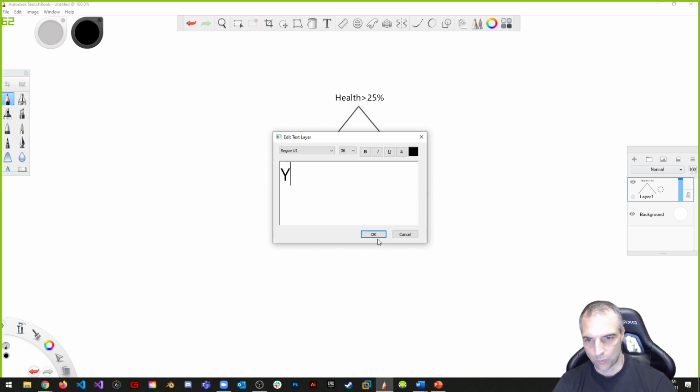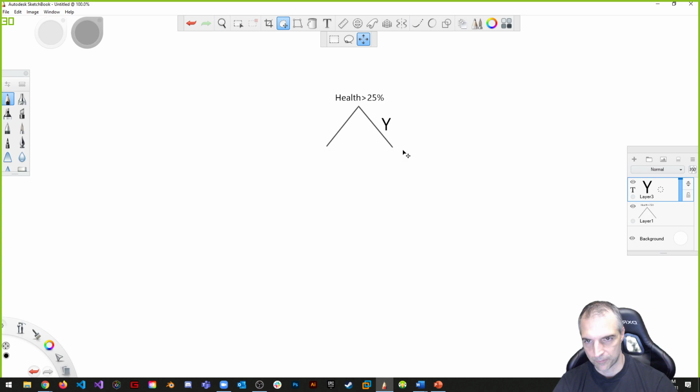We'll say we just put a Y, and the other side, of course, is going to be no. Okay, so here's the yes side. The yes side will always be the right side, and the no side will always be the left side of the tree, just to specify how this works. Okay. So health is greater than 25%. Yes. Okay, do something. Otherwise, what?